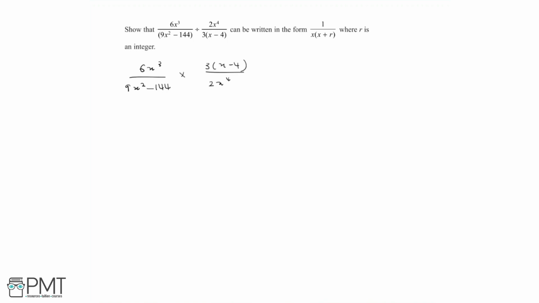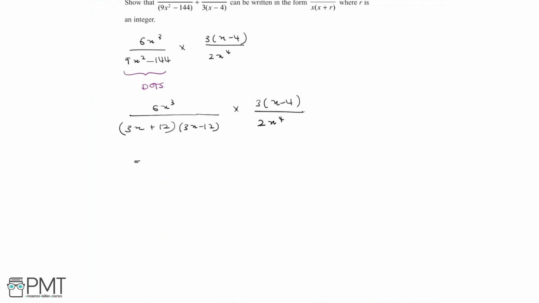We know something called difference of two squares, and we can identify that 9x squared minus 144 is a difference of two squares. And so when we factorise, we'll end up with 6x cubed over 3x plus 12 multiplied by 3x minus 12. And so we can see that that's the factorised form of 9x squared minus 144. And then we have the fraction on the right hand side, which is 3 brackets x minus 4 over 2x to the power of 4.